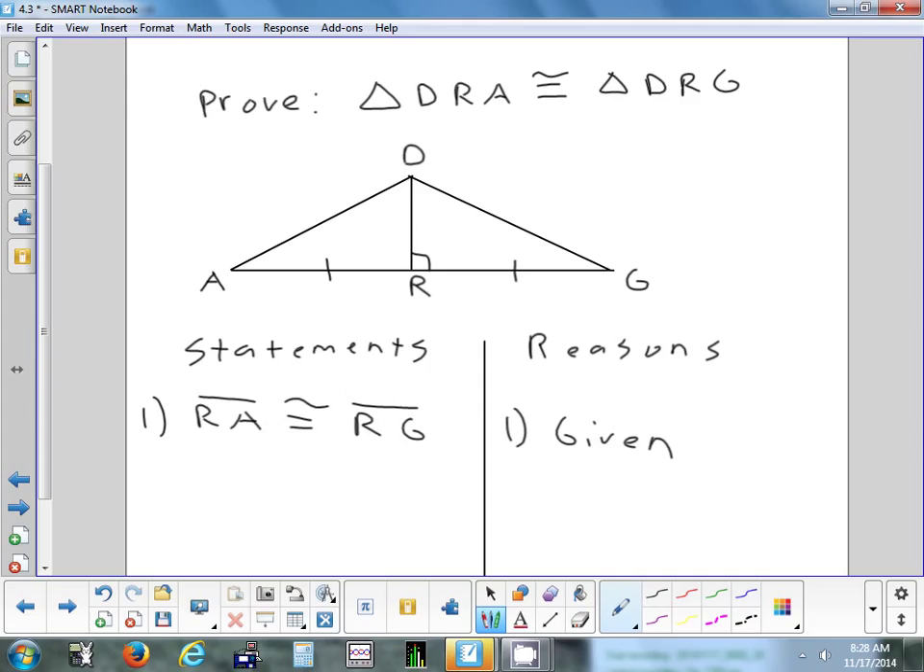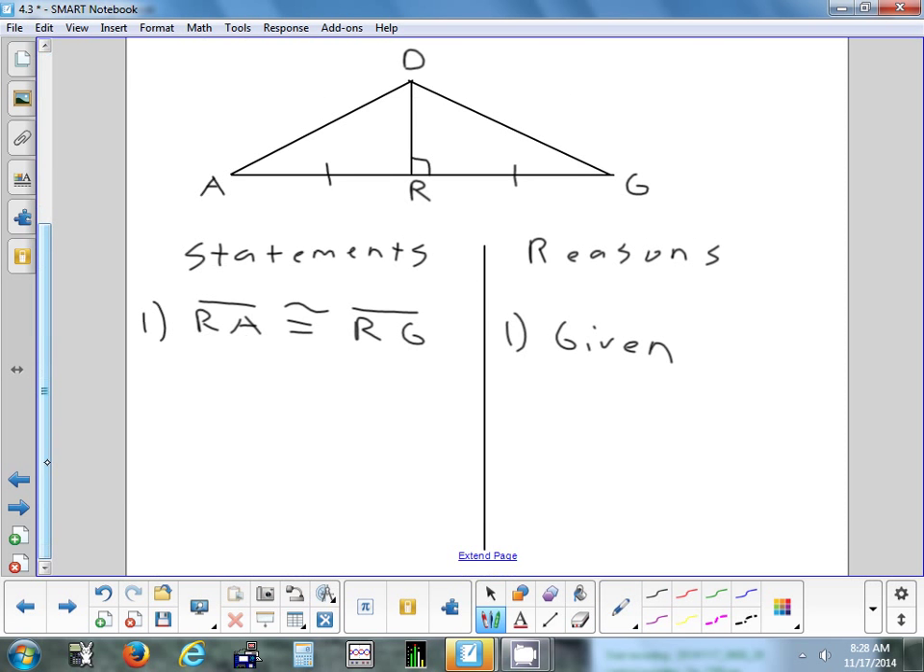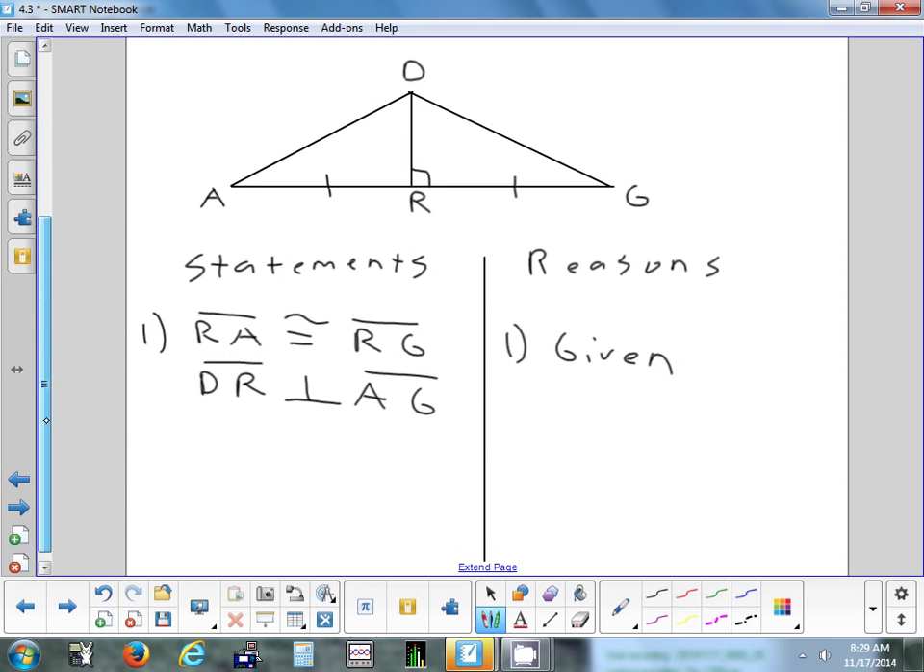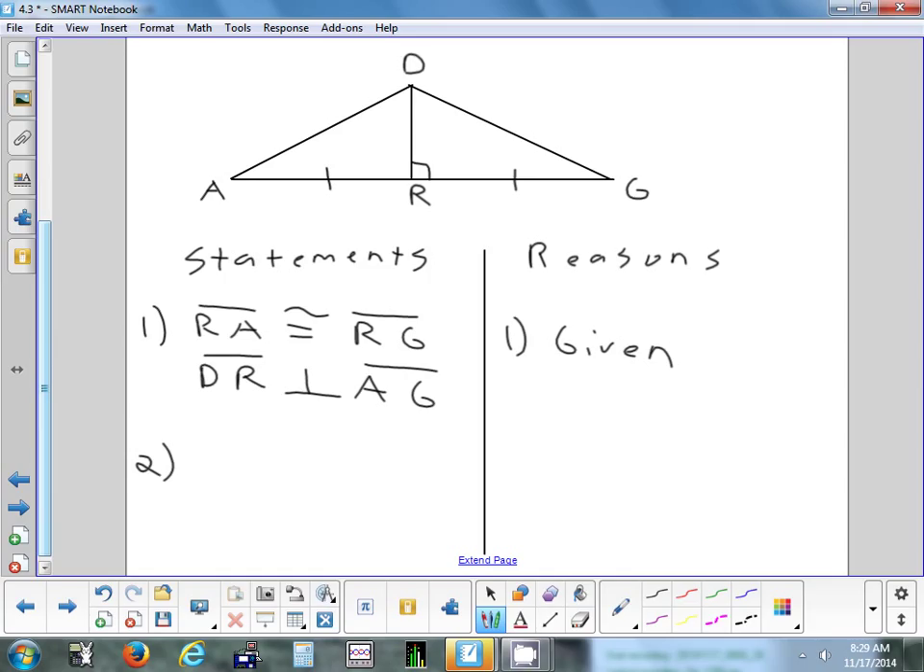Anyone see anything else, Sarah? Okay, so that was also given. DR is perpendicular to AG. Now, indirectly, that might mean something else, but we can't say what that means till we say that they're perpendicular. Okay? And it's the same reason, given. Could we say something for step 2? I think the RA being congruent to RG, I'm not sure you can do much else with that. That is what it is. But the fact that we have some segments perpendicular, that might mean some things.